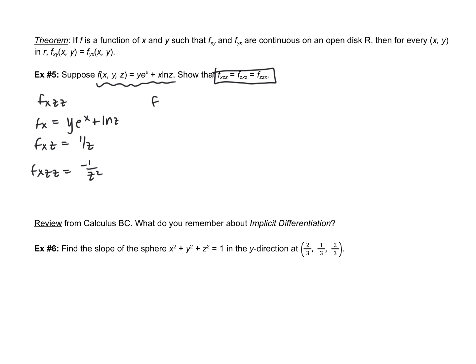So then I'm going to find f of z, or this middle one is going to be f of z x z. So starting with the derivative with respect to z, I get x over z.